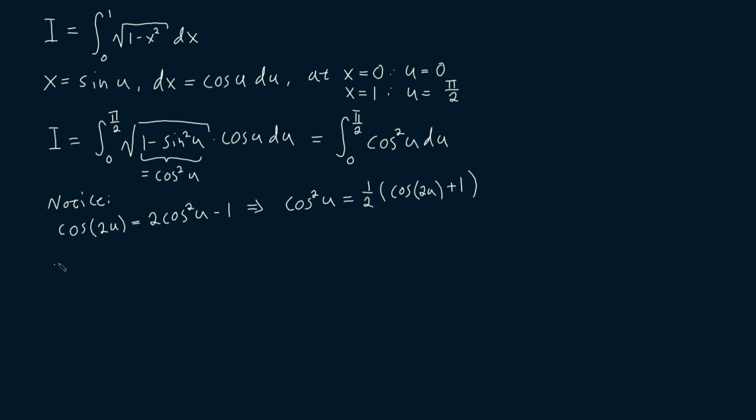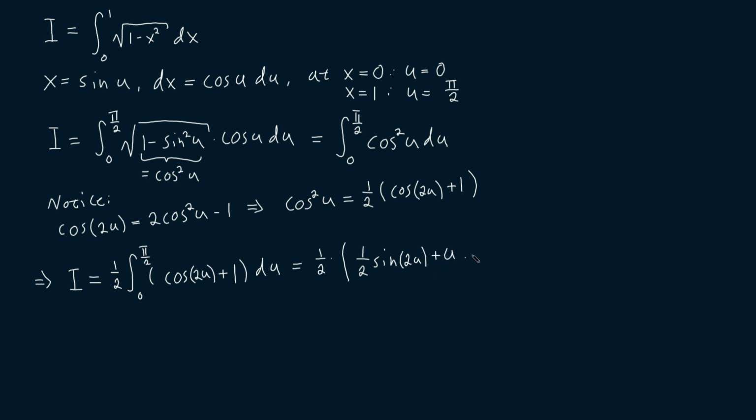which then implies that our integral I is equal to 1/2 times the definite integral from 0 to pi over 2 of cosine of 2u plus 1 du, which is equal to 1/2 times 1/2 sine of 2u plus u evaluated from 0 to pi over 2.